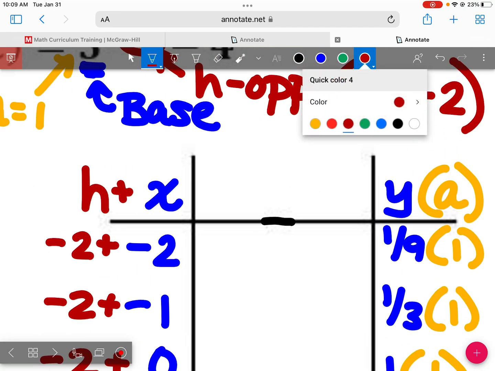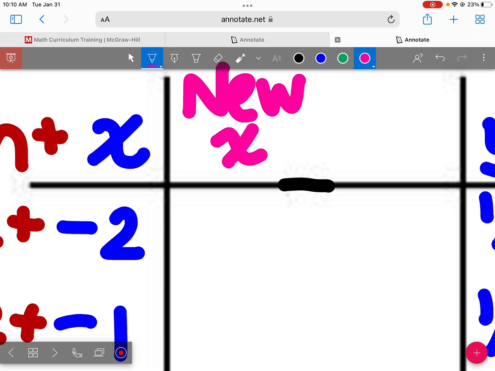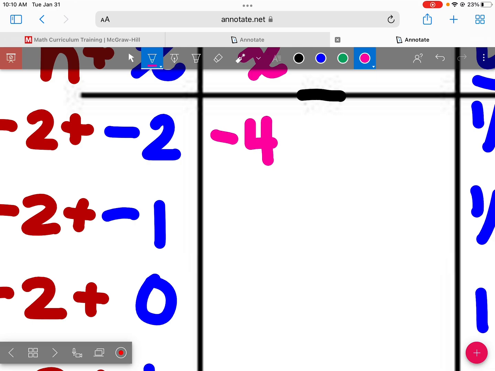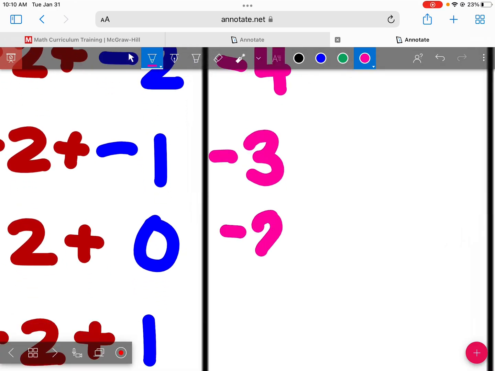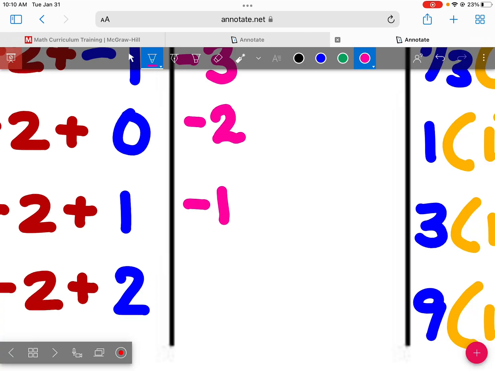And then we used those after we added to get our new x's. So we did -2 plus another -2, and we got what? -4. -2 plus -1? -3. -2 plus 0? -2. -2 plus 1? -1. And -2 plus 2? 0. That's where my x's have shifted to with this left shift.